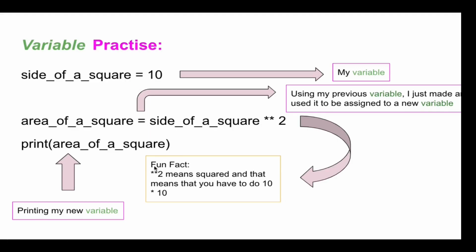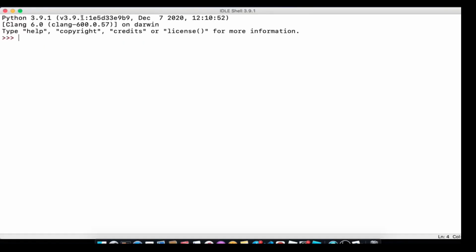And here's a fun fact in case you didn't already know that. To the power of 2 means squared, and that means you have to do 10 times 10. It's just a cool maths fact in case you didn't know that already. And then we can print my new variable and see what the answer is. Let's try that in the shell and see what happens.